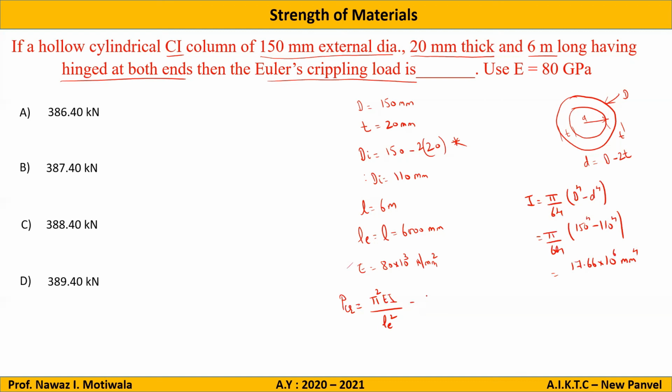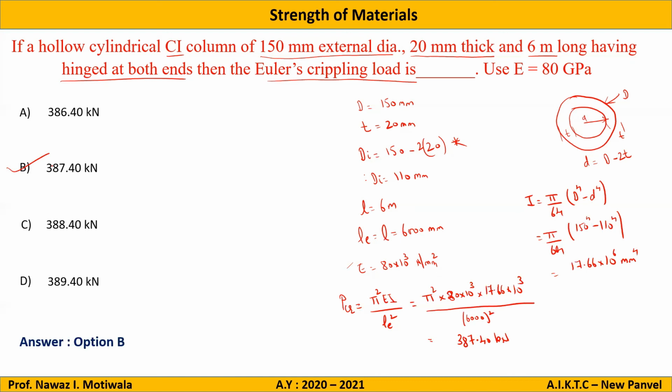So I will substitute here. It will be pi square E, that is 80 into 10 raised to 3, multiplied by I, we just now got 17.66 into 10 raised to 6, divided by LE square, so it will be 6000 square. On solving which, I will get the answer as 387.40 kilonewton, which is option number B. So this is the correct answer.